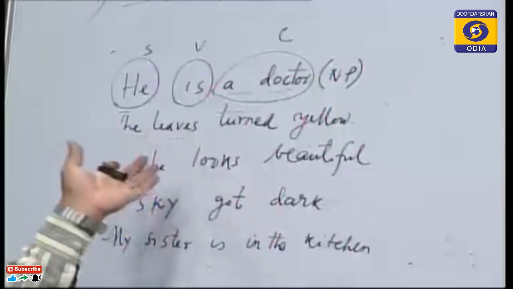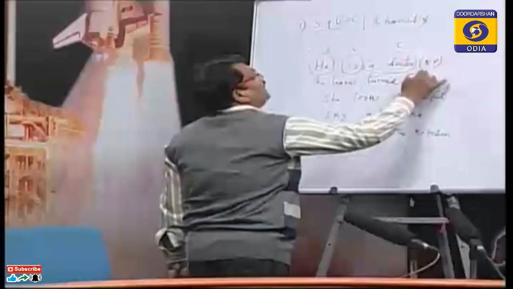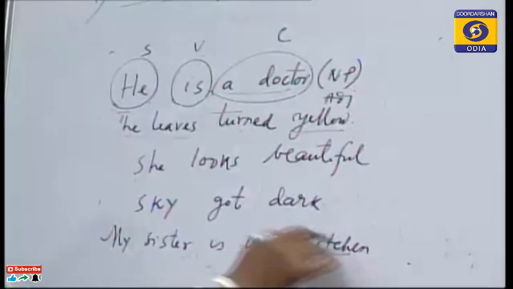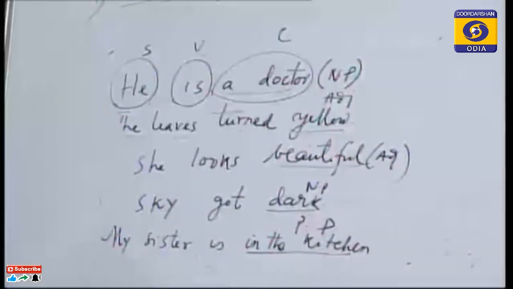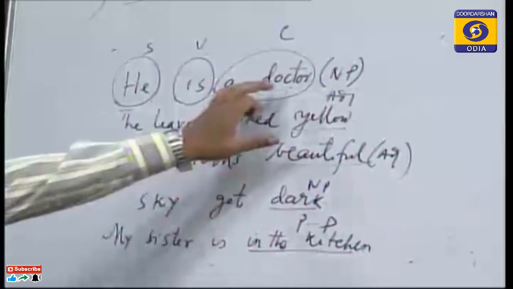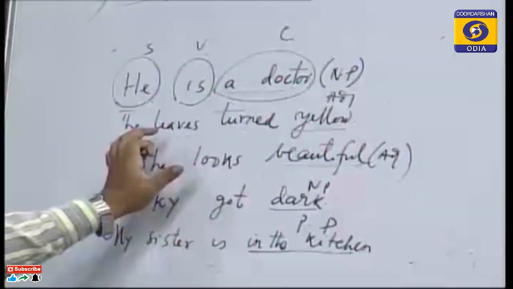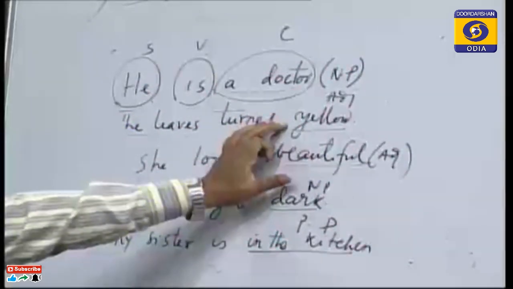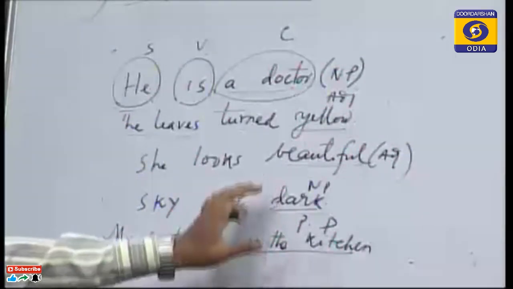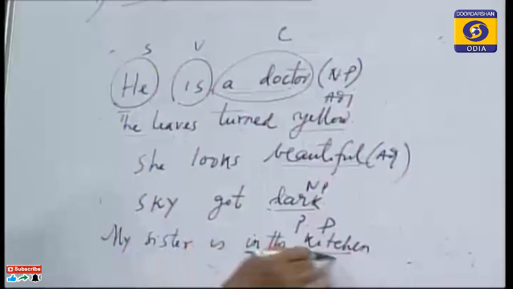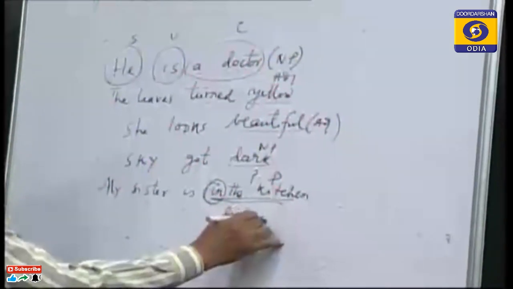So after the verb, anything can appear as complements: your noun phrase or adjective phrase or prepositional phrase. So here it is NP. He is a doctor. So doctor is a noun phrase. The leaves turned yellow. Here it is an adjective. She looks beautiful. Adjective. The sky got dark. My sister is in the kitchen. In the kitchen is a prepositional phrase because the head is a preposition.